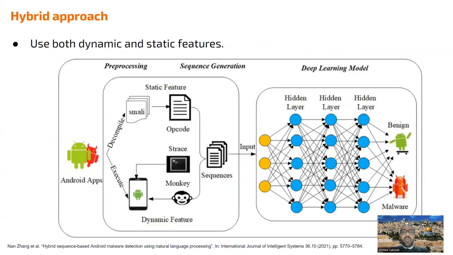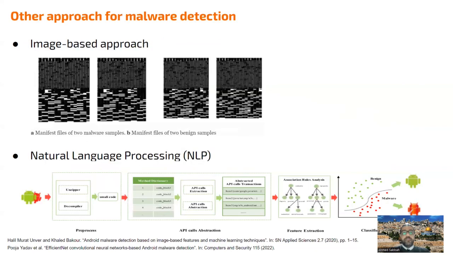When we combine the two methods, static and dynamic, we get a hybrid approach. As we show in this figure, we can extract a static feature, execute and run the APK on the mobile device and extract dynamic features, then combine them together, and after that we use them in the detection of malware. In this paper they use neural network deep learning.